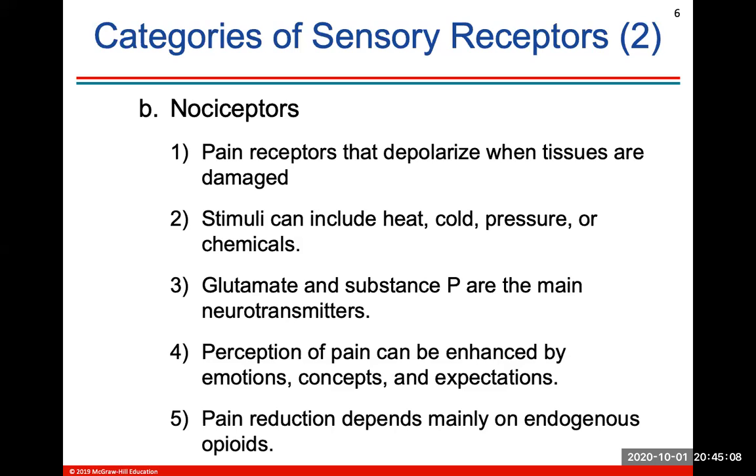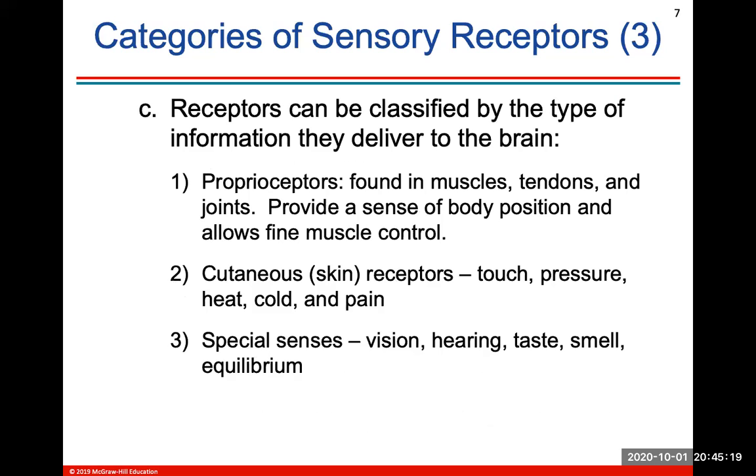Nociceptors are pain receptors. Stimuli can include heat, cold, pressure, or chemicals, but these are pain receptors that will depolarize or activate when tissues around them are damaged. Receptors can be classified by the type of information they deliver to the brain. Proprioceptors are found in muscles, tendons, and joints, and these give the body a sense of its position in reference to what is around it and allow for fine muscle control.